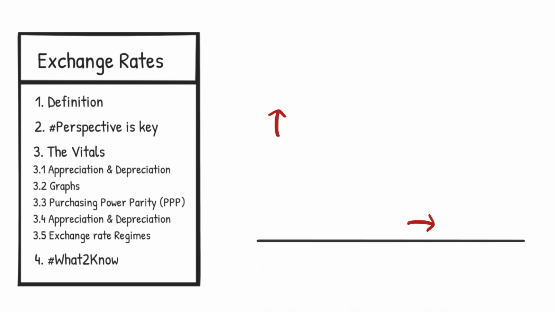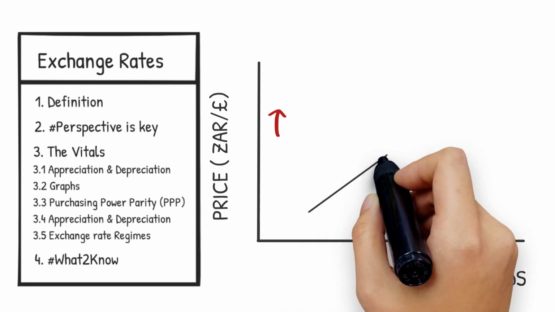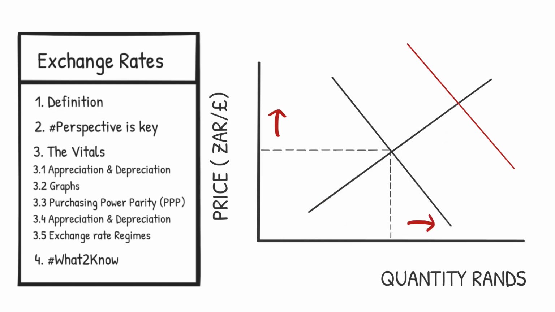The next graph, graph 4, depicts the flip side of supply. Individuals increasing their supply of pounds means that they increase their demand of the opposite currency. Supply of pounds increases to satisfy increased demand of rands.